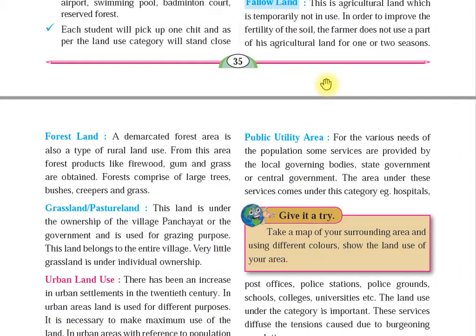Now, public utility area. Public utility area means where a land can be used by the public for the various needs of the population. Some services are provided by the local governing bodies, state government and central government. State government and central government means what? Government of a country. The area under this service comes under these categories.